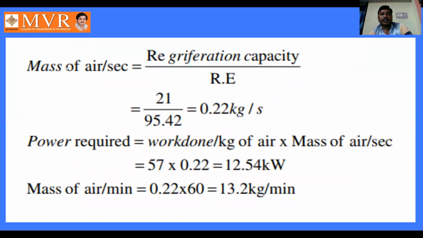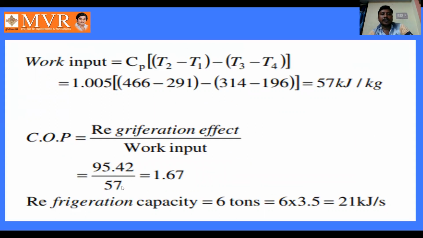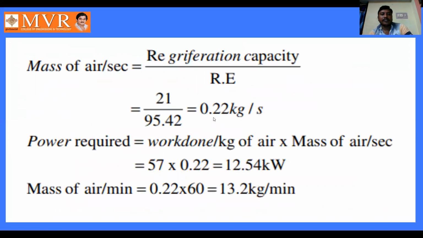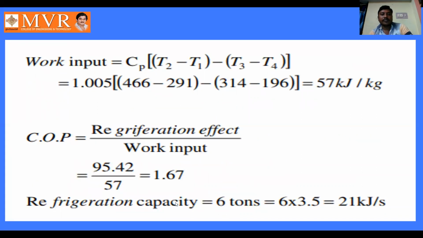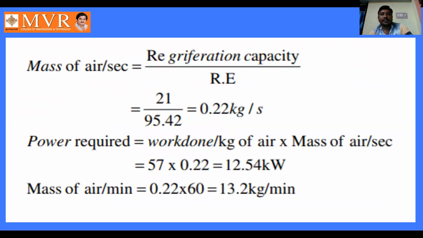Coming to here, we are going to calculate the mass of air per second. Mass of air per second is equal to refrigeration capacity by refrigeration effect. Refrigeration capacity is equal to 21 by refrigeration effect. We can observe here the refrigeration capacity is nothing but 6 tons, 6 into 3.5 is equal to 21 kilojoules. Hence, we are using this value for substituting the refrigeration capacity.